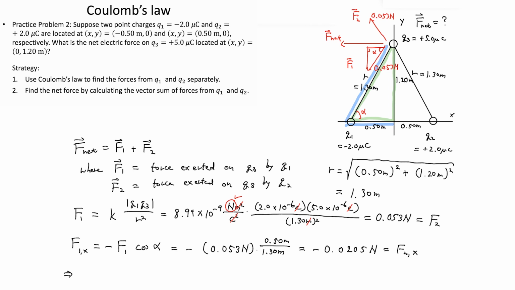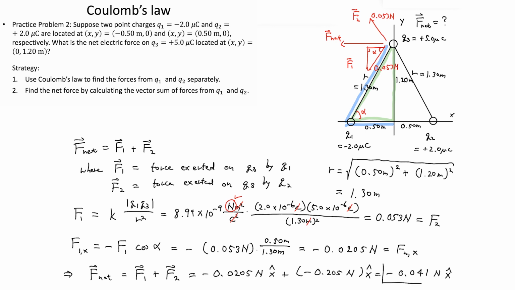We can now find the net force, which is equal to F1 plus F2, or negative 0.0205 newtons times x hat plus negative 0.0205 newtons times x hat, or negative 0.041 newtons x hat. Here, x hat is a unit vector pointing in the x direction.